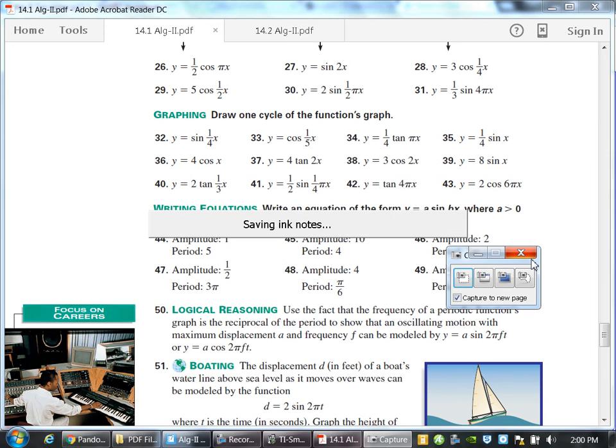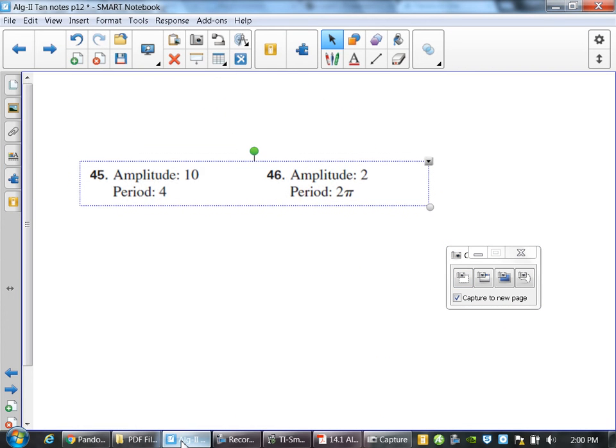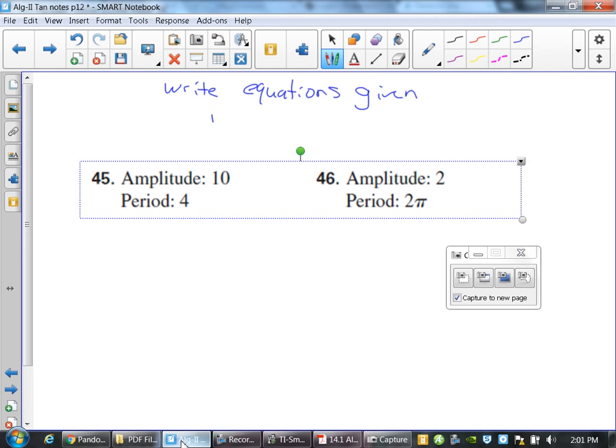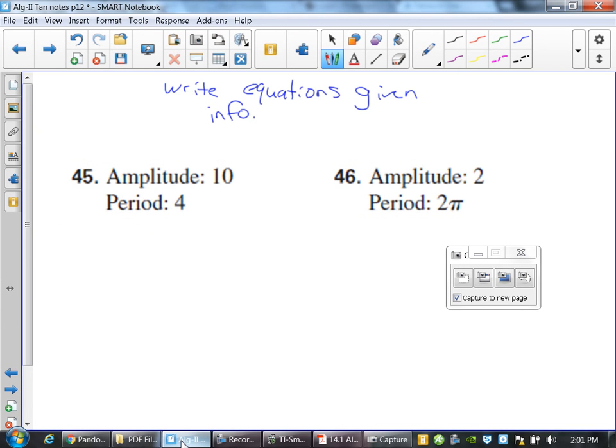So sometimes when you're doing these things, this is kind of mixed together. What I want to look at today is how do you write equations? Thanks, Felix. So what I want to do is look at how we are going to write out equations given specific information.